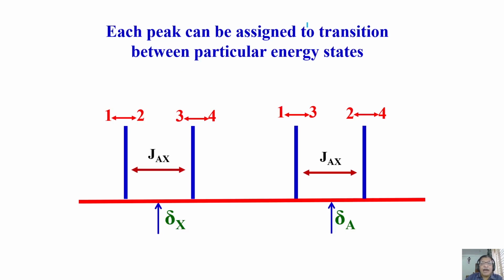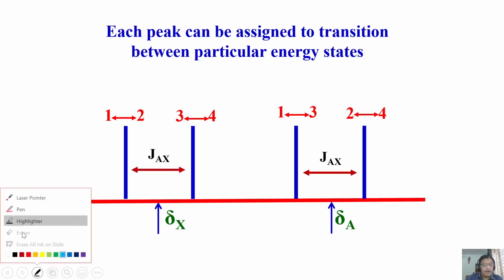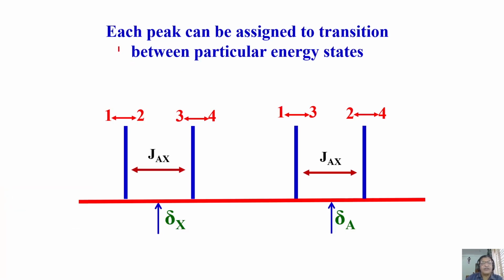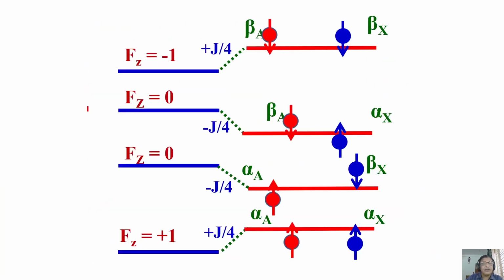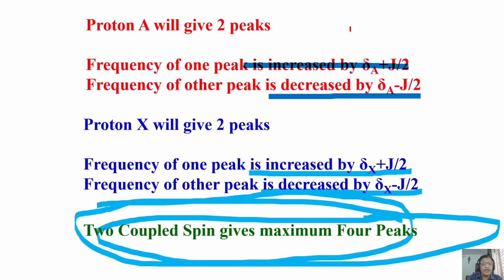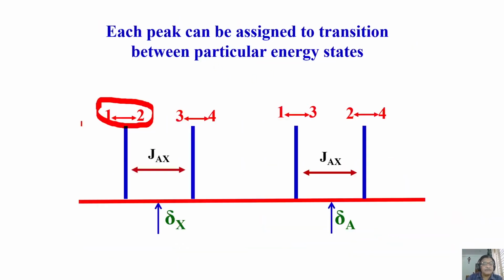Now each peak can be assigned to a transition. Remember, each peak can be assigned to a transition. Look at this one. We observe the 1 to 2 transition in the energy level. Go back here. What is the energy level transition from E1 to E2? This corresponds to alpha X changing to beta X. So it is an X transition.